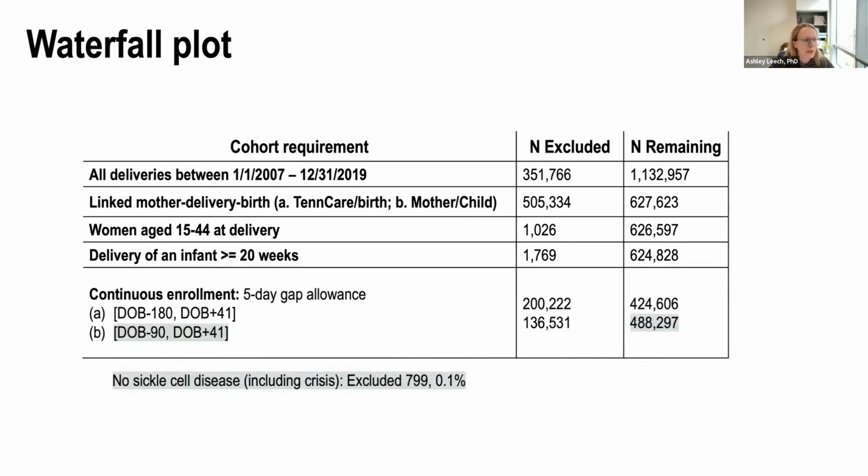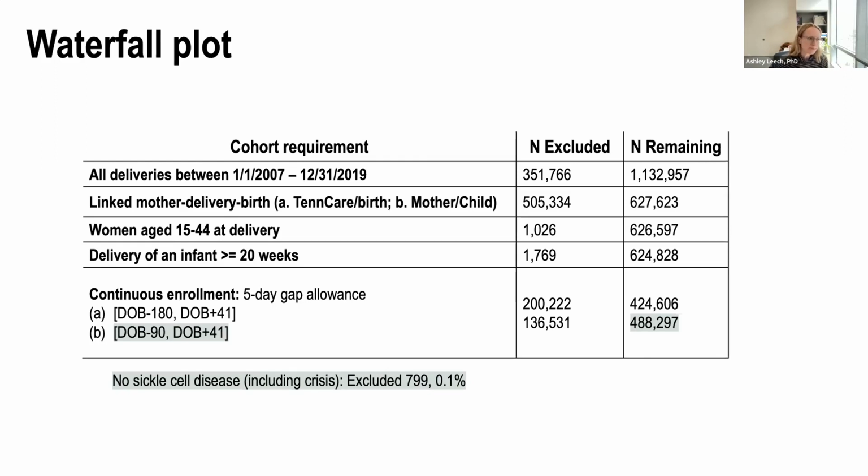And then for TennCare continuous enrollment requirements, for our primary analyses, we are requiring that individuals are continuously enrolled for 90 days pre-delivery up to 41 days postpartum. For our sensitivity analysis, we're going to be requiring that individuals are continuously enrolled for 180 days pre-delivery up to 41 days postpartum. But for the purposes of our preliminary descriptive statistics, which I'll show you on the next slide, I will be focusing on the cohort highlighted in green, which are individuals continuously enrolled for 90 days pre-delivery and 41 days in the postpartum period.